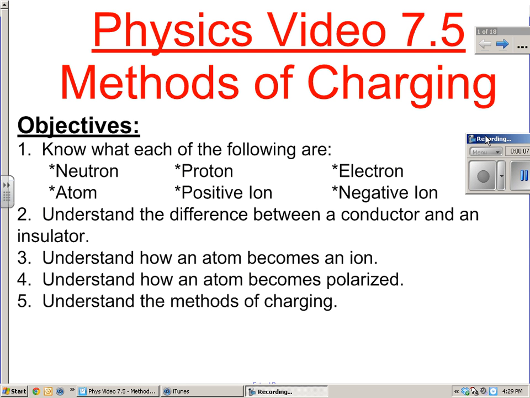In the last video, we learned about electric forces, which depended on the charge of the two objects. So in order to have electric forces, we have to have objects that are charged. So the question is, how do we charge objects? And that is what this video is about.